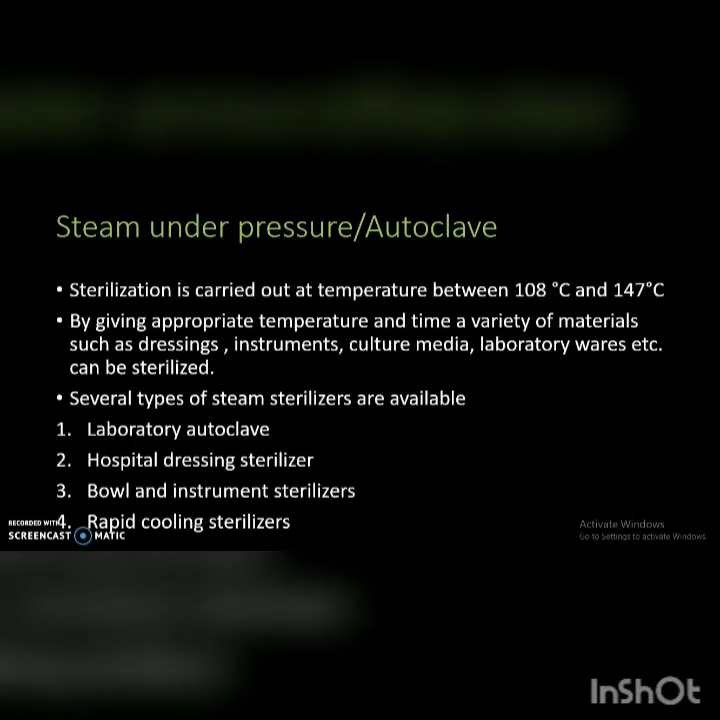Steam under pressure or autoclave sterilization is mainly carried out at 108 degrees Celsius to 147 degrees Celsius. That is, the temperature ranges from 108 to 147 degrees Celsius. By giving appropriate temperatures and time, a variety of materials can be sterilized in an autoclave. For example, dressings, instruments, culture media, laboratory wires, etc. can be sterilized. Several types of autoclaves or steam sterilizers are available. Laboratory autoclave, hospital dressing sterilizer, bowl and instrument sterilizers, rapid cooling sterilizers are some examples of the steam sterilizers.